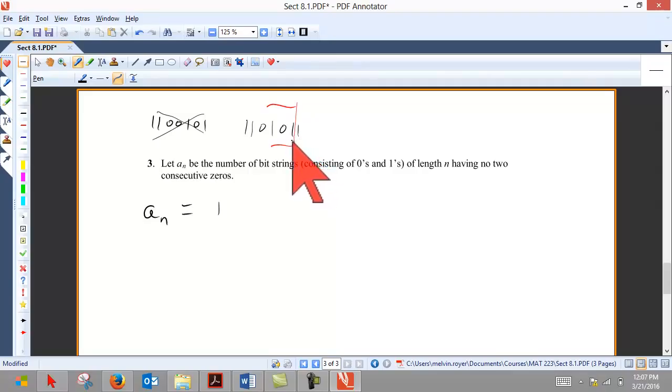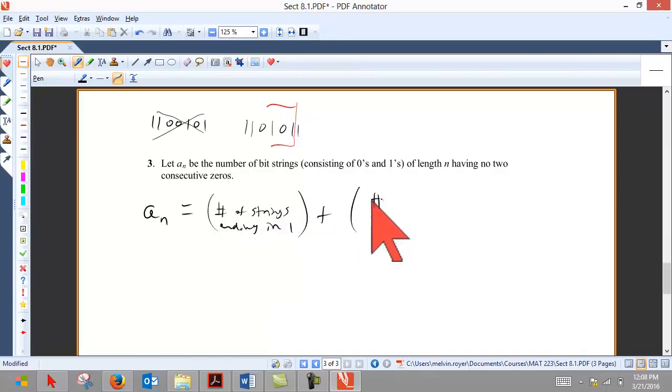If I want to put a 1 on the end, I just do it. But if I want to put a 0 on the end, I have to worry about whether the previous bit was a 0. If it was, then I can't put another 0 onto the end of that. That'd be double 0, which has to be avoided. So let's say that a sub n is number of strings ending in a 1 plus number of strings ending in 0.